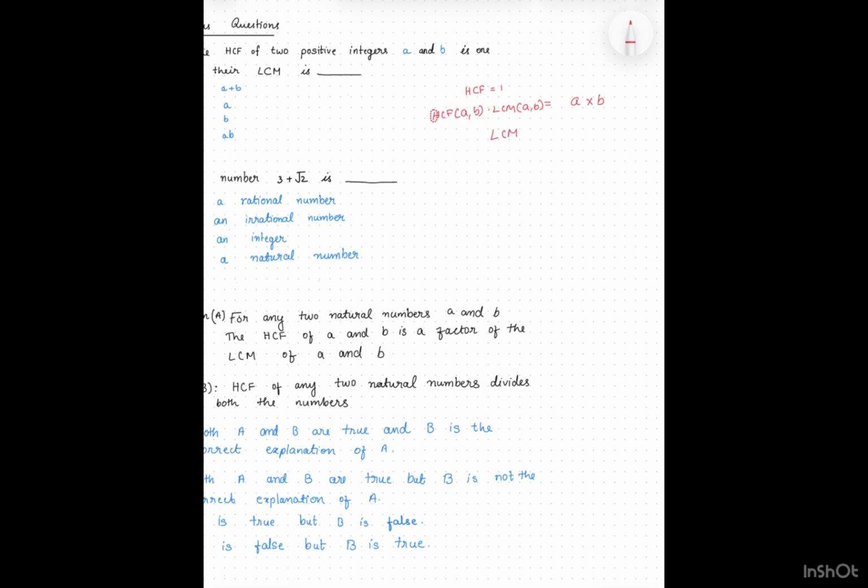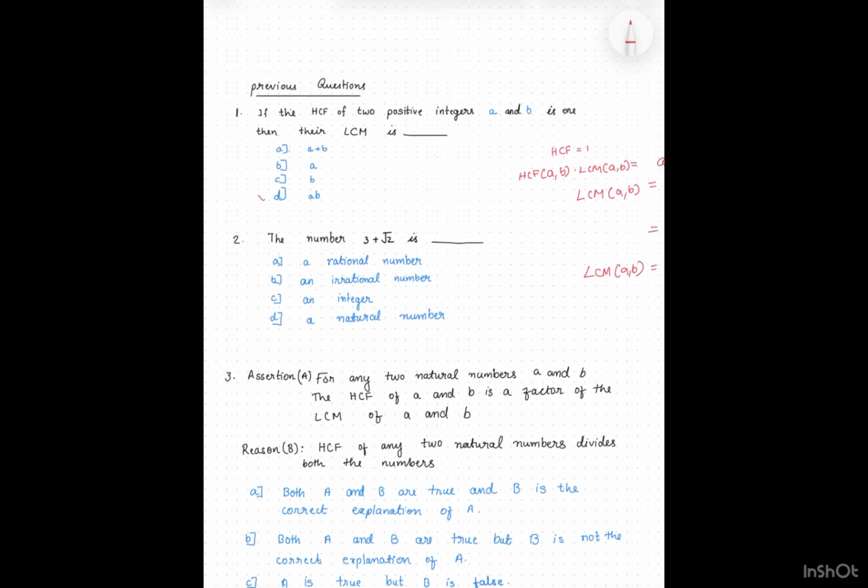a into b. So LCM of a and b will be equal to a into b divided by HCF of a and b. Here given HCF is equal to 1. So a into b divided by 1 is equal to a into b. So LCM of a and b, where HCF is 1, is a into b. So the answer is D.